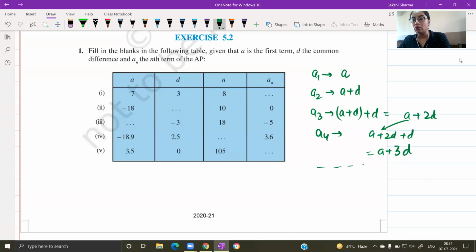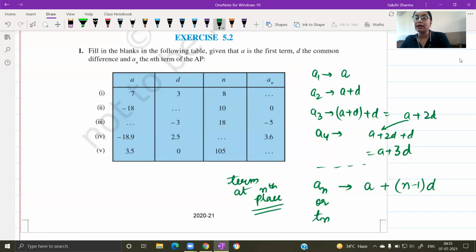Observing the pattern followed, you can say that if you want to find out what value is at any place in the list, it is represented by an or sometimes by tn. This is given by first term plus n minus 1 multiplied by common difference. You have to multiply the common difference by one value less than the place at which you are trying to find out the term in the list.